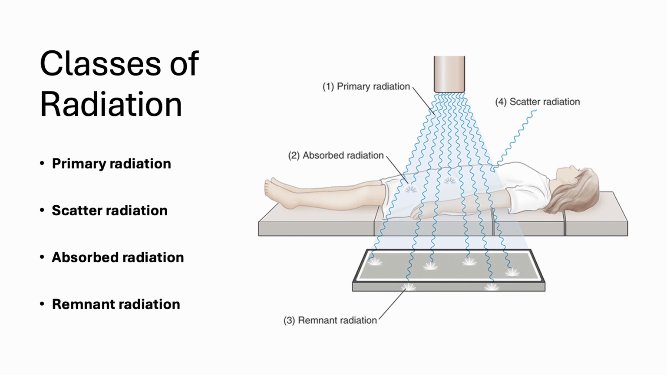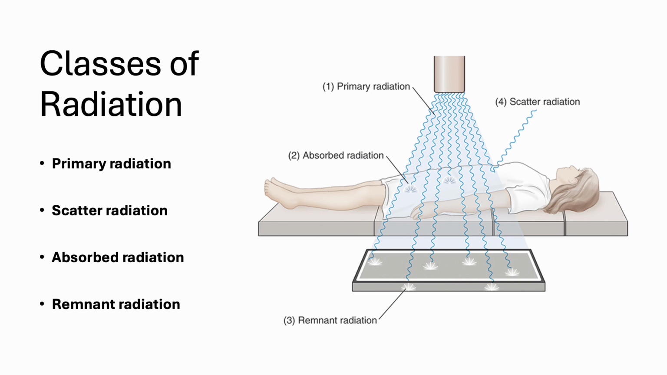So we have classes of radiation, right? We have the primary radiation, the scattered, the absorbed radiation, and remnant. Remnant radiation is radiation that has passed through the patient and is reaching the IR. Remnant radiation consists of the patient information, which is also called subject contrast. Okay? This is being recorded, so you get to review it.